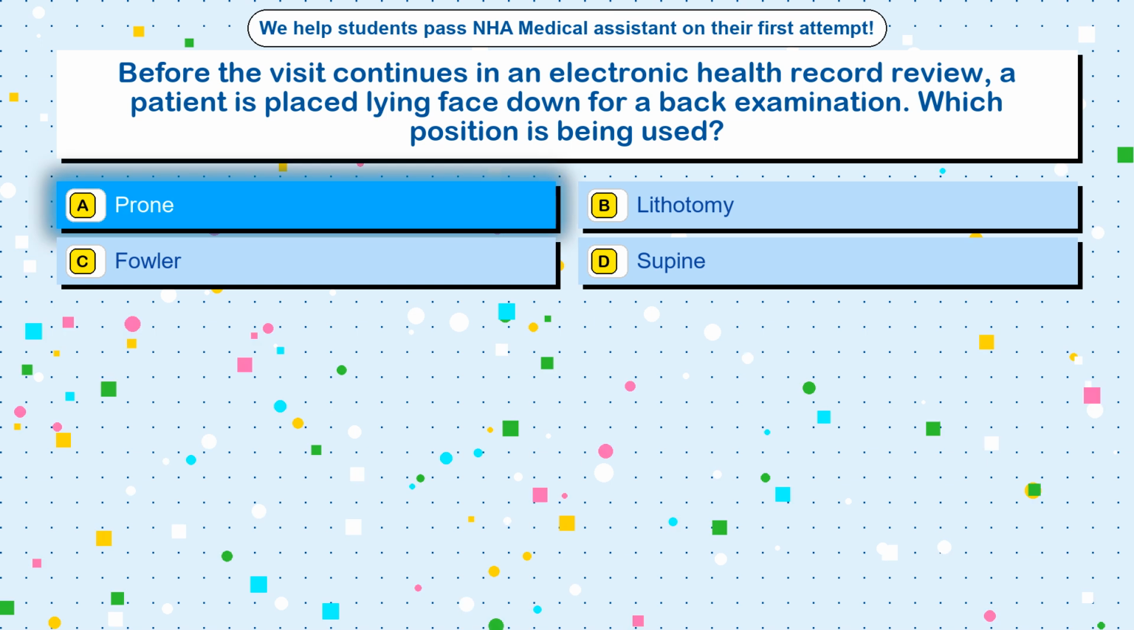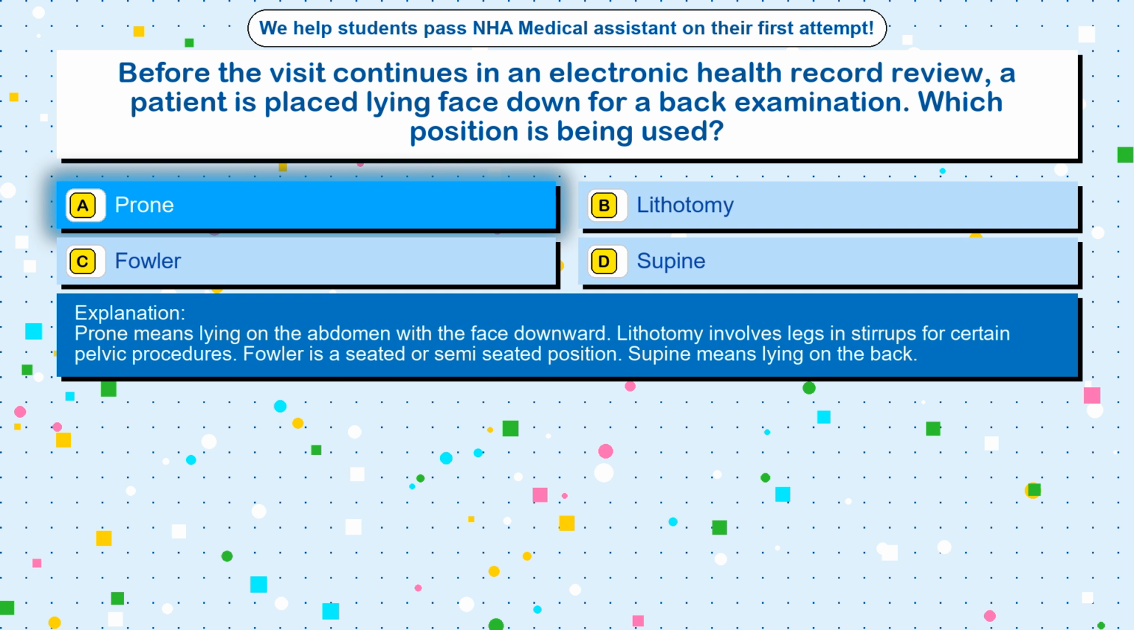The correct answer is option A, prone. Prone means lying on the abdomen with the face downward. Lithotomy involves legs in stirrups for certain pelvic procedures. Fowler is a seated or semi-seated position. Supine means lying on the back.